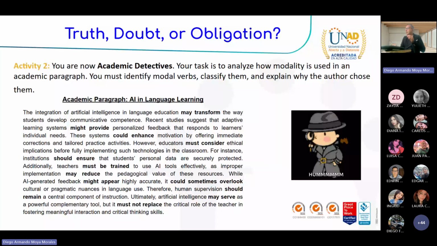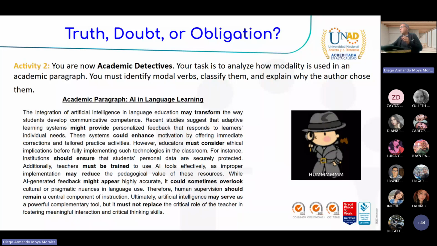The author maintains an objective and cautious tone, which is characteristic of academic writing. That's true. Academic writing needs to be very objective. By avoiding absolute statements, yes, we're going to go over that concept a little bit later in a couple of minutes, and acknowledging both the benefits and limitations of AI in education. Okay, you just did like a summary of the whole text.